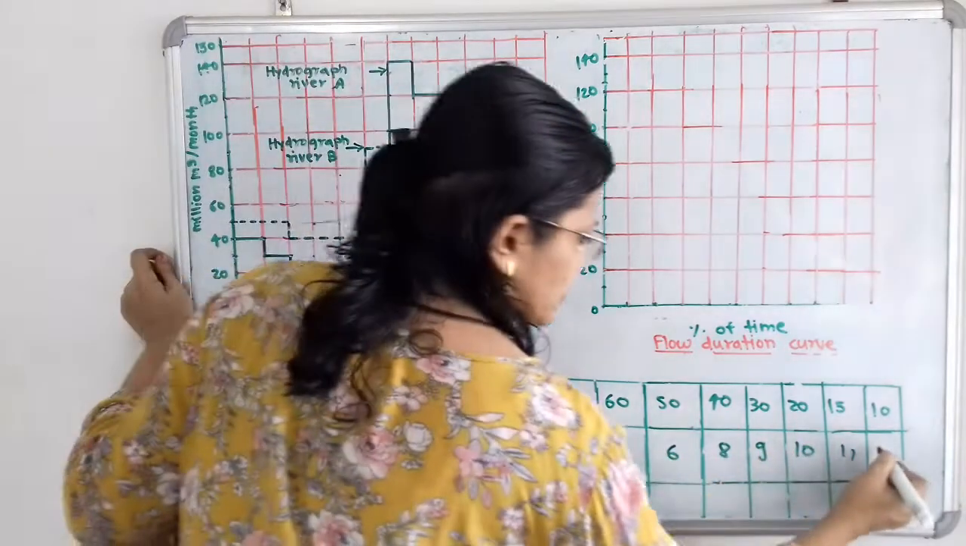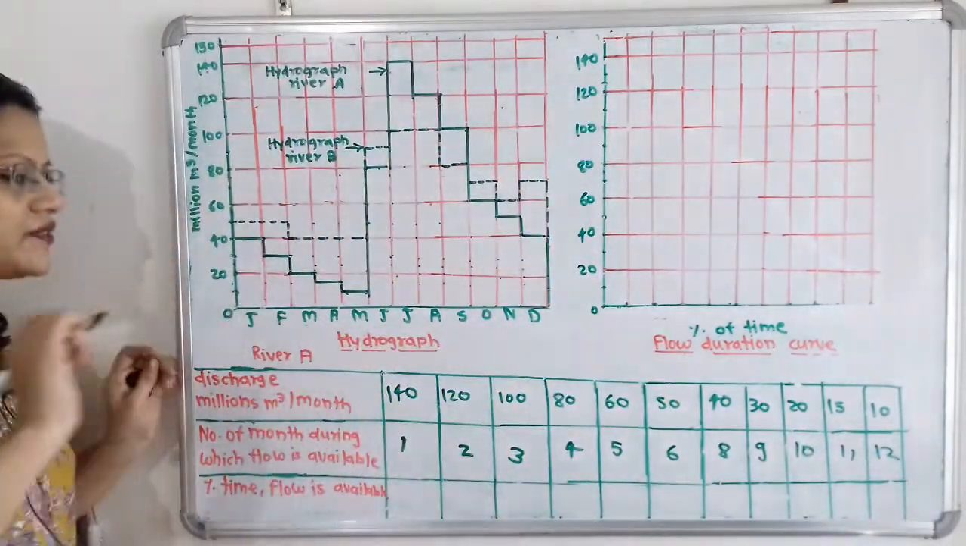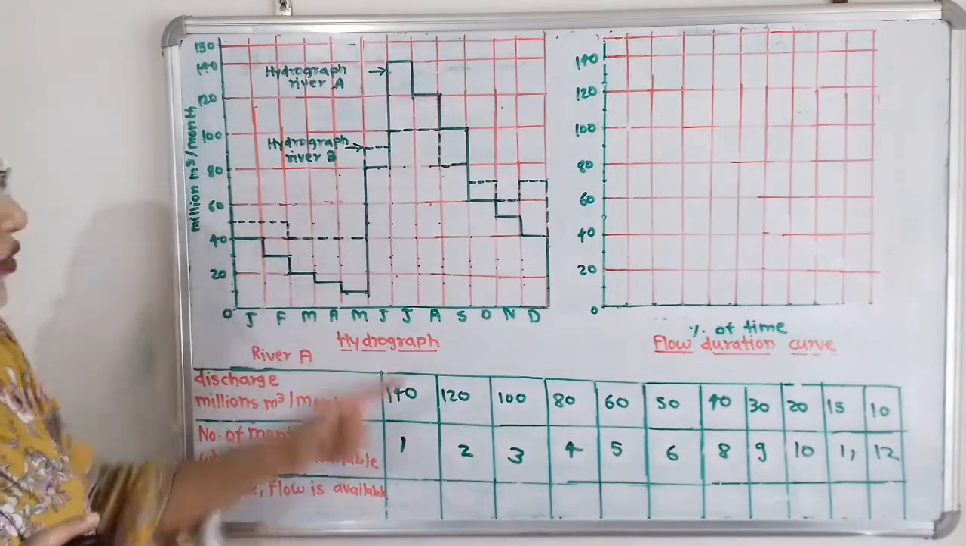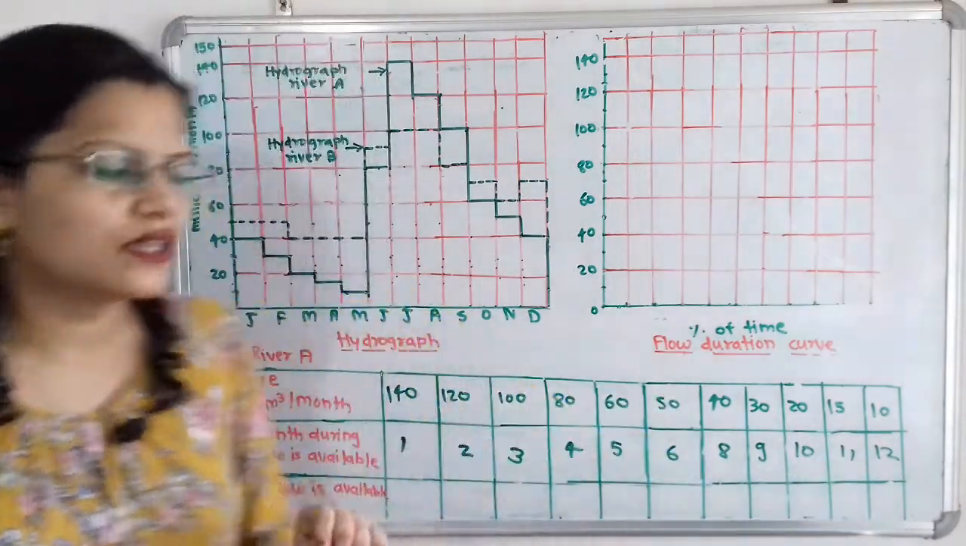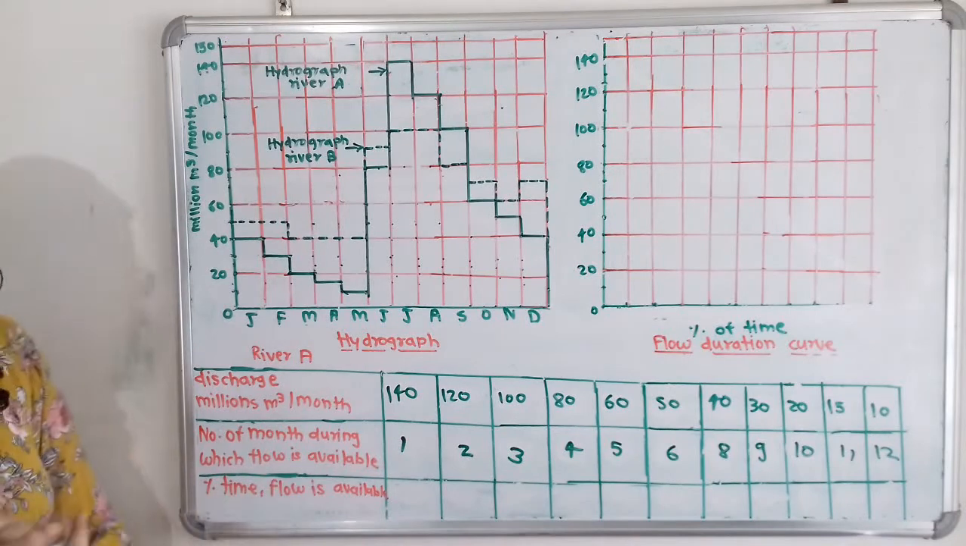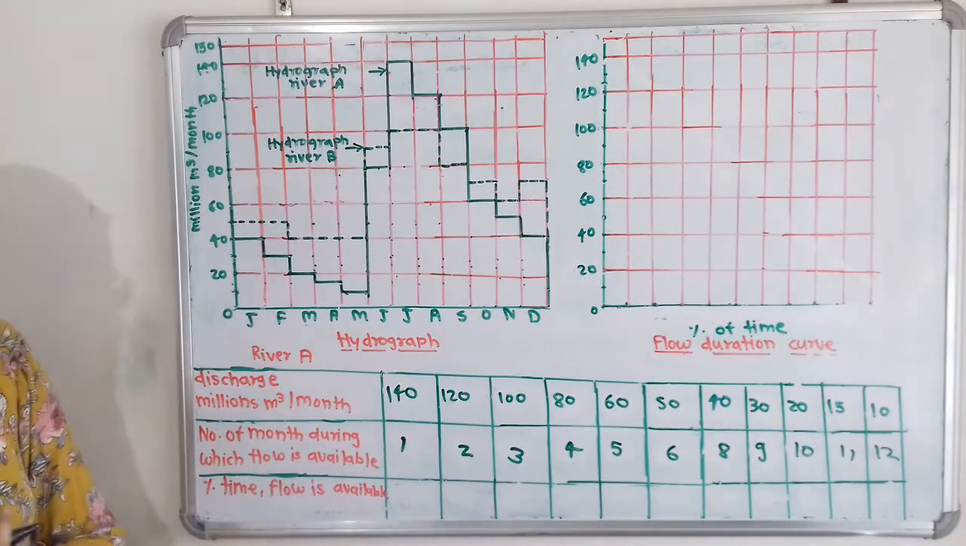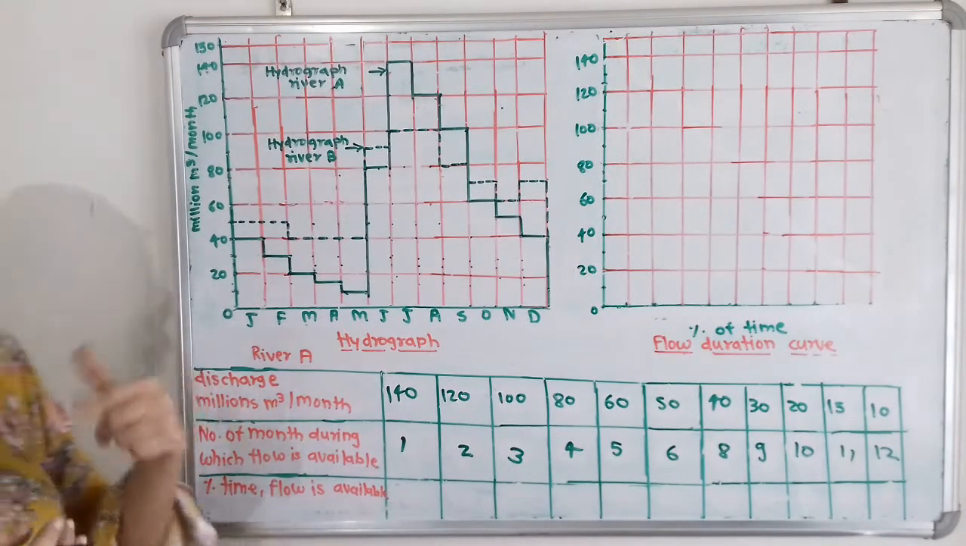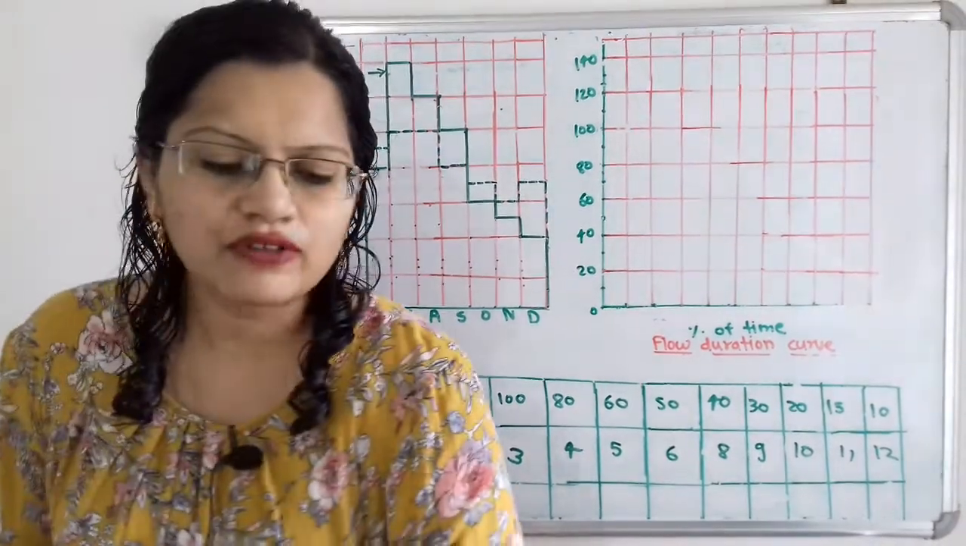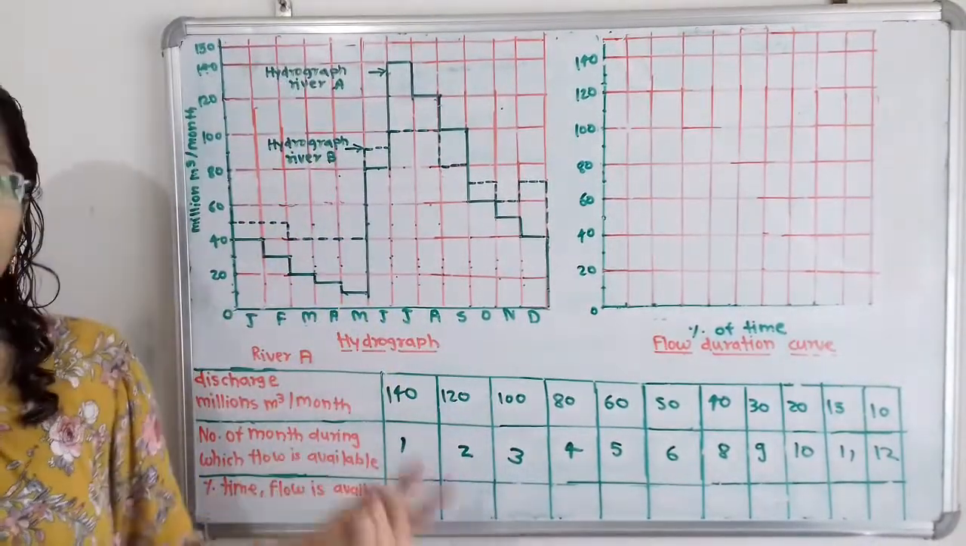So we will write here as a 12. So in this way we have to refer the hydrograph and we have to fulfill this row. Then we will move to the next. So the next part is the calculation part. So percentage time flow is available. Now this flow is available out of 12 months.